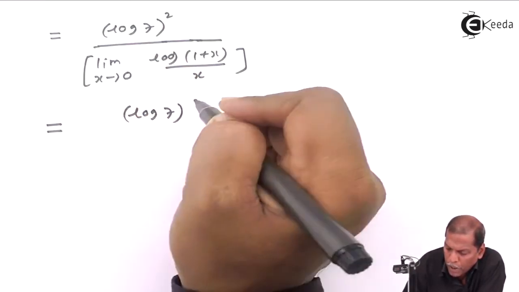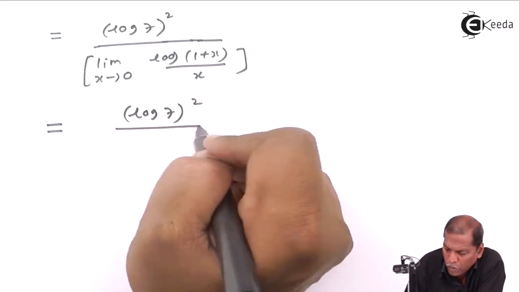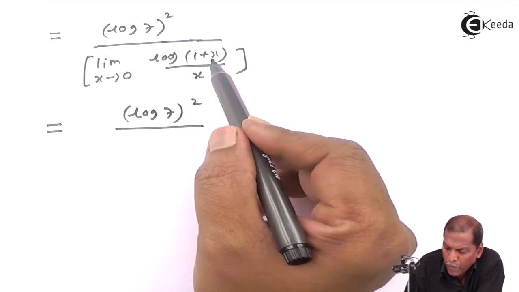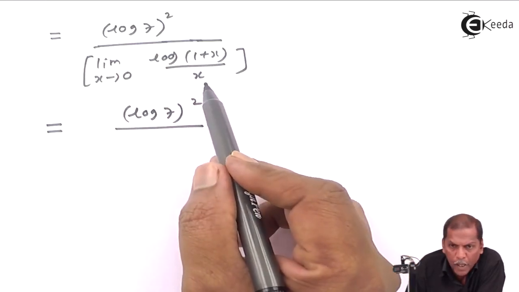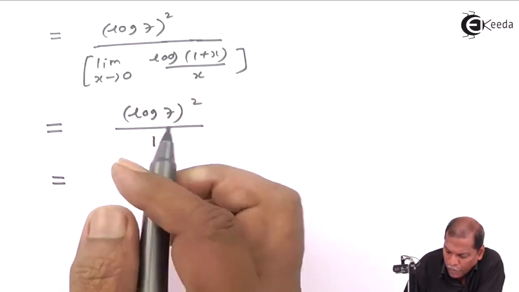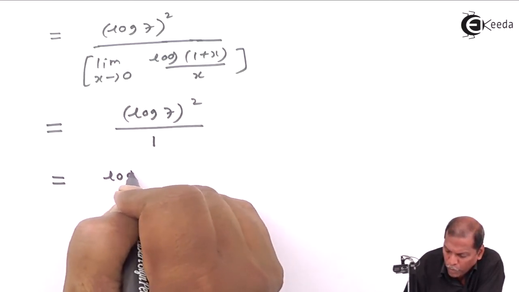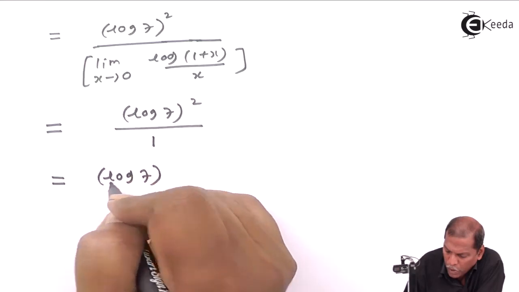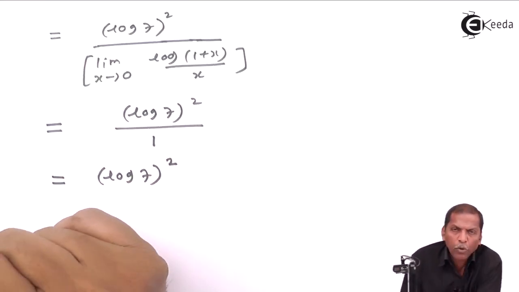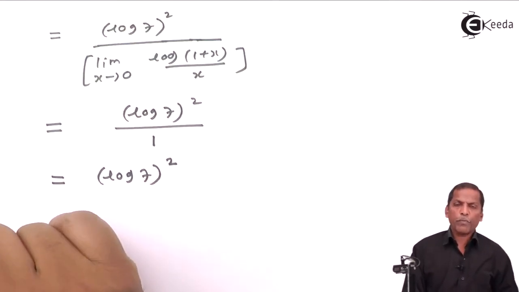So that is equal to (log of 7) bracket squared upon, now limit as x tends to 0 of log (1 plus x) whole thing divided by x, so that gives us the answer 1, and this is further equal to (log 7) whole bracket squared. So this is the required solution for the given problem. Thank you.